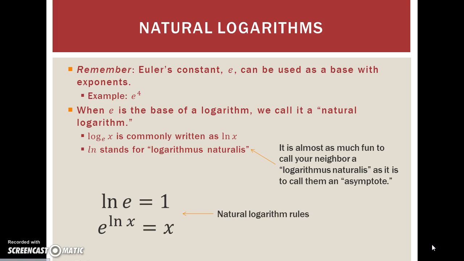There are some rules for natural logarithms that will be useful for you later on. Ln e is equal to 1, so if we get that to happen, we're happy because we can change it over to 1 pretty easily. And e to the power of ln x is x.